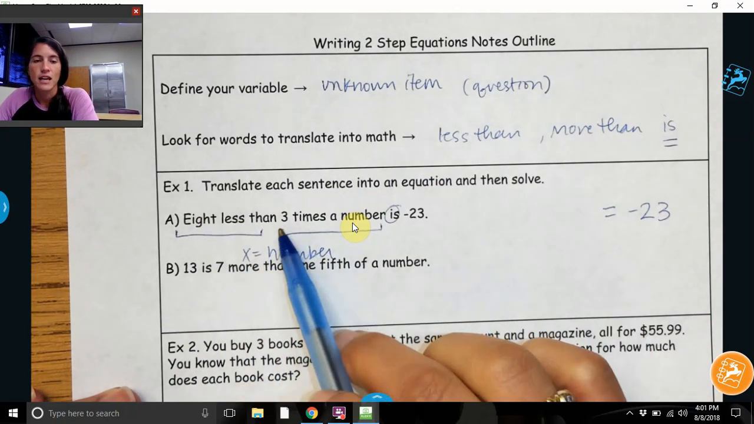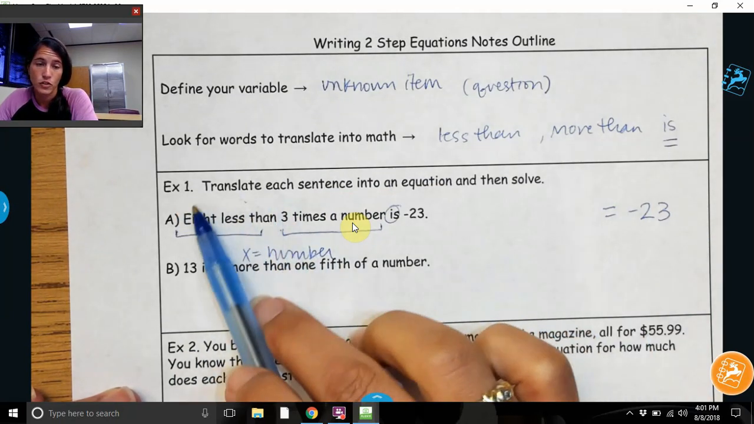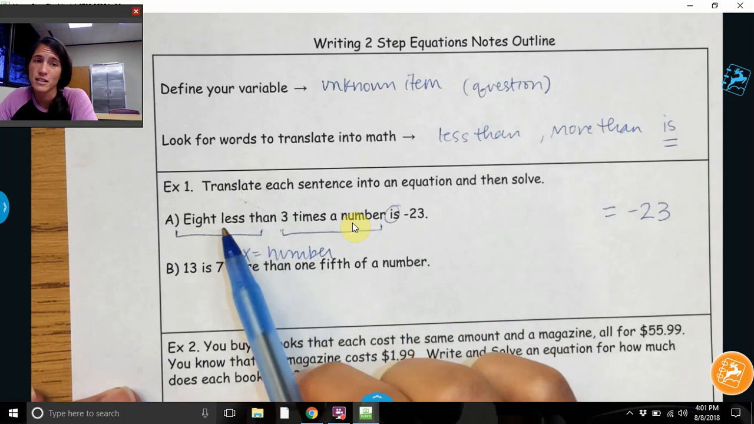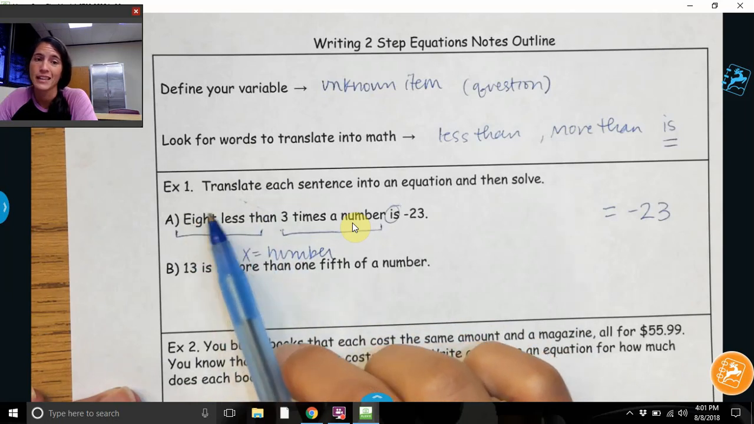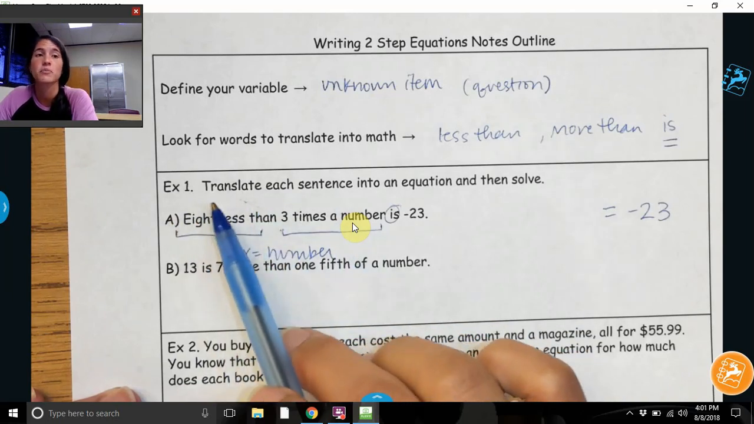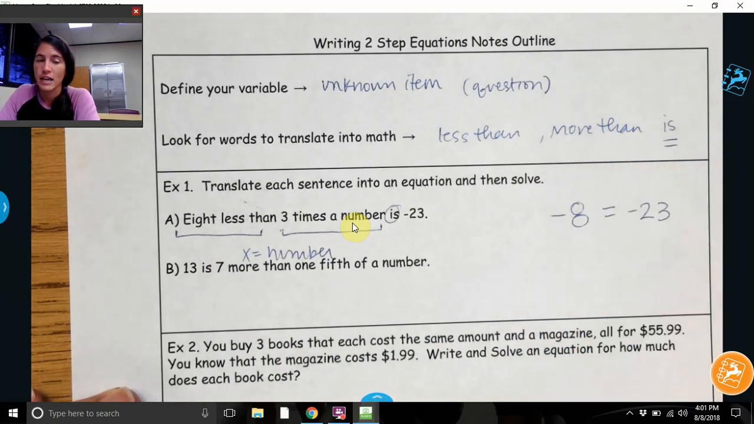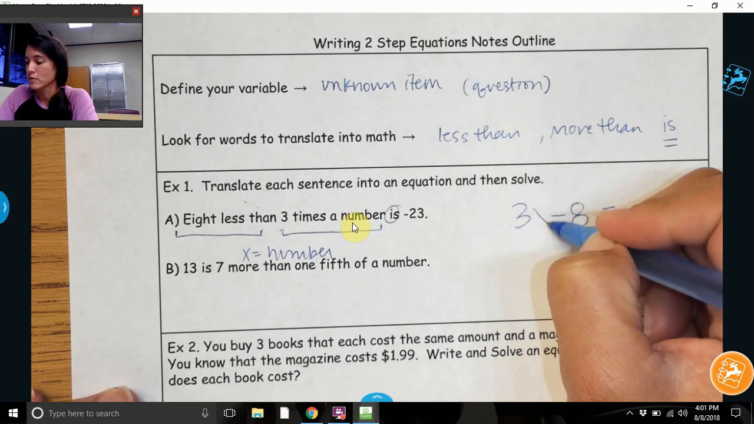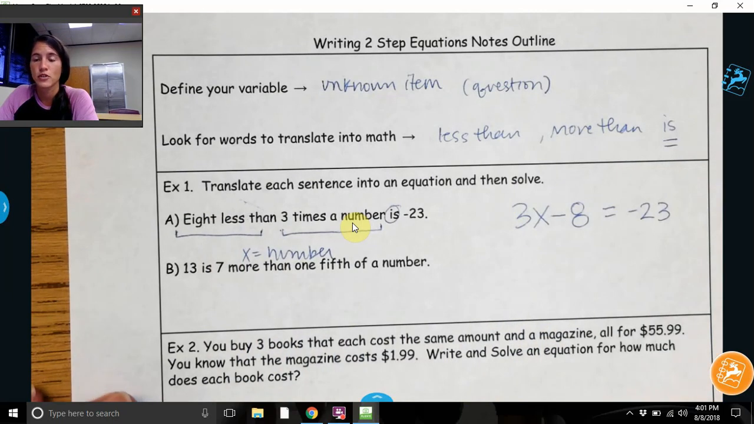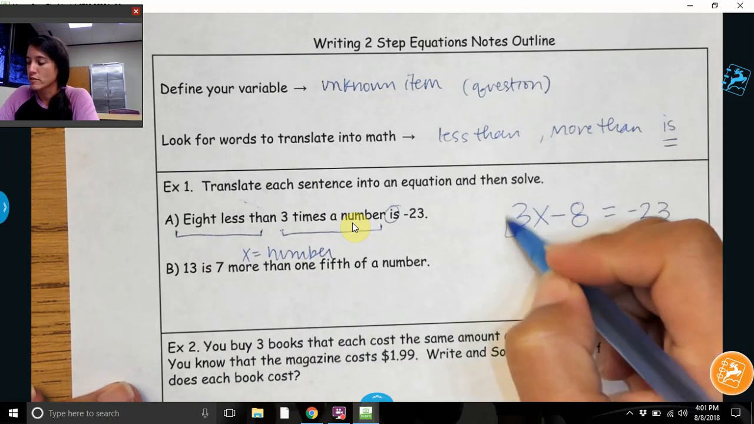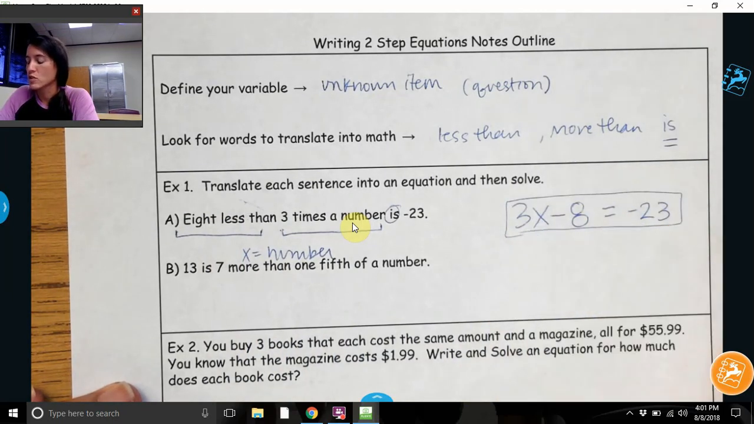And 8 less than. Now, this sometimes confuses students. It can confuse adults. 8 less than doesn't mean 8 minus. It means 8 less than something. So 8 subtracted from something. So that is going to be minus 8. And it's 8 less than 3 times a number, which is 3x. 3 times a number is 3x. I have my equation, and now I want to solve it.